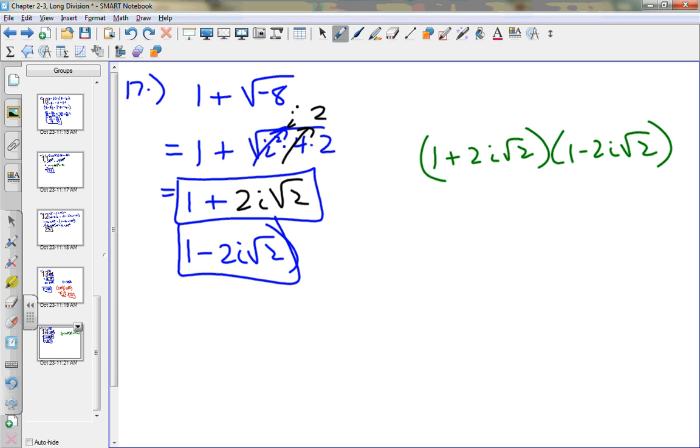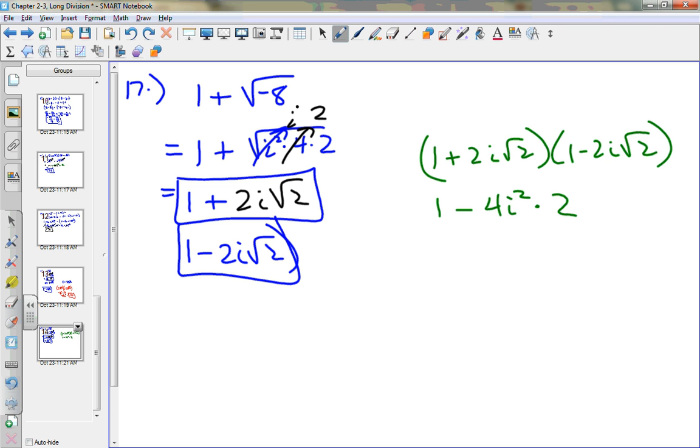And when you multiply conjugates together and they're binomials, what do you have to do? FOIL. Do I FOIL all of them? No. Just the first and the last. So I'm going to have 1 minus 2i times 2i is going to be 4i squared times 2. Why is it times 2?